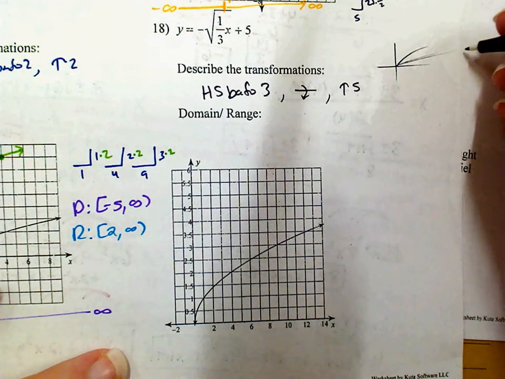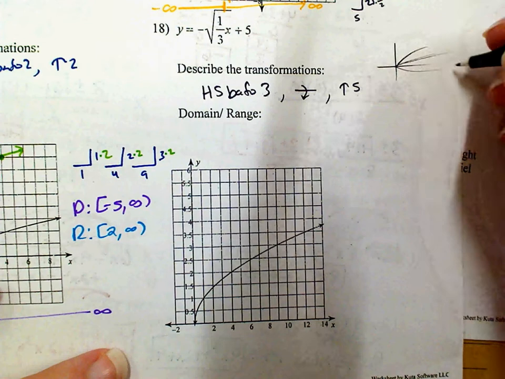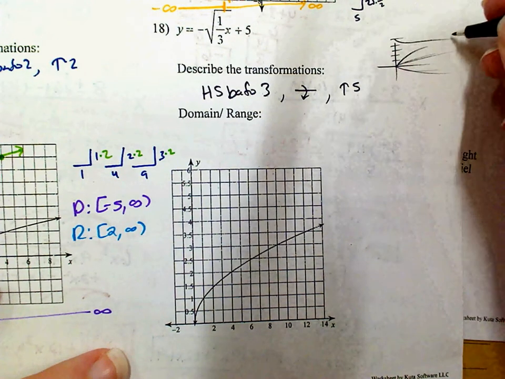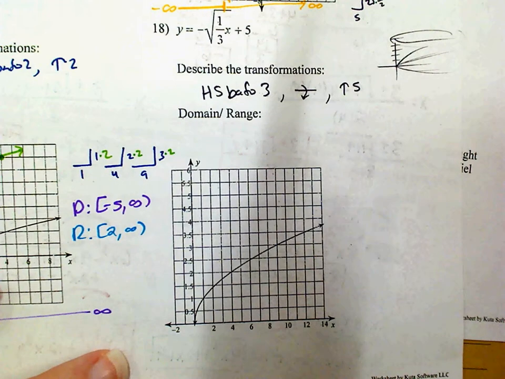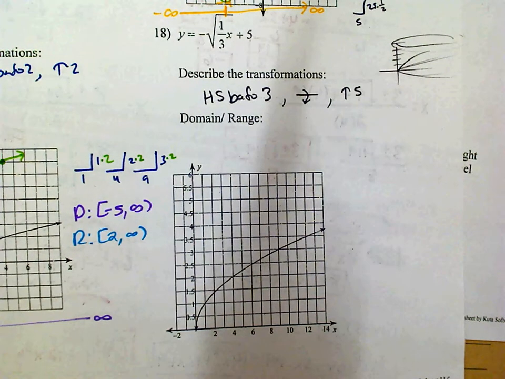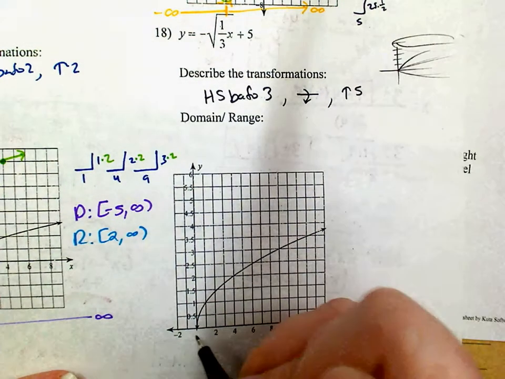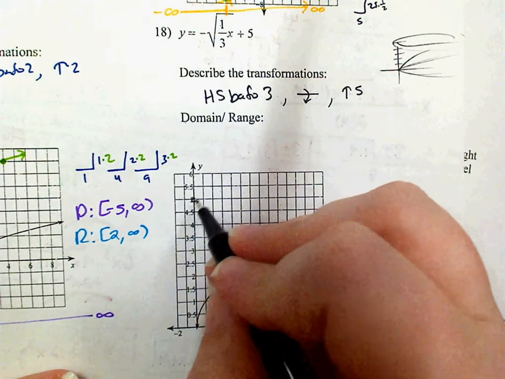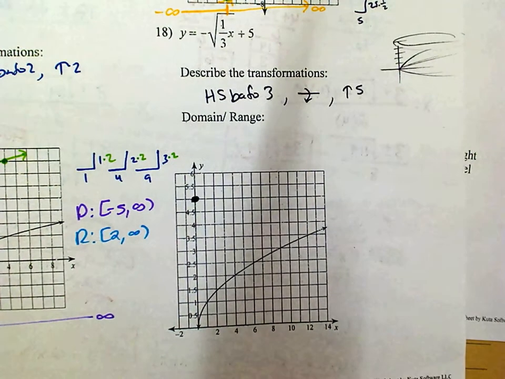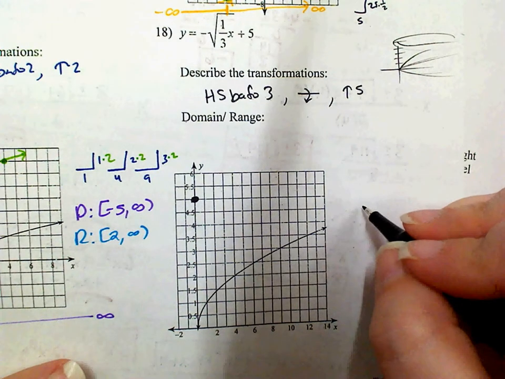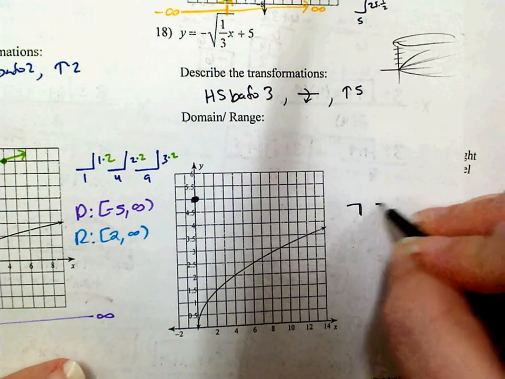Then it's going to look like that. That's going to be my final graph, something like that. Okay? So, as far as vertex goes, I know I just need to go up 5 from 0, 0. Puts me up here. And then I'm going to use the pattern. I know I'm going to go to the right and down. 1, 1, 4, 2, 9, 3. I go down because of the negative on the outside.